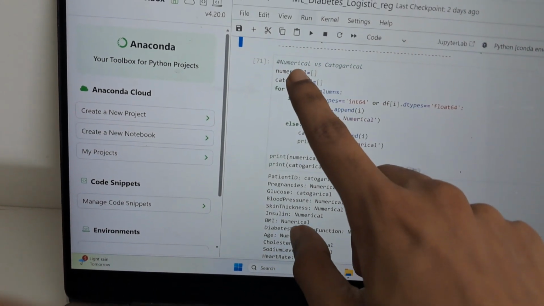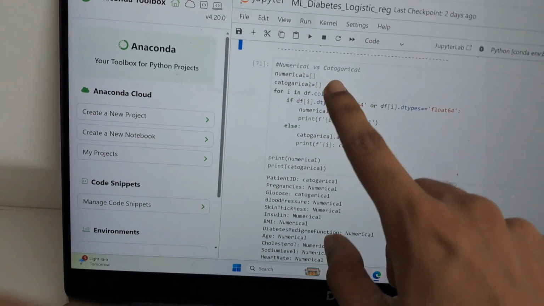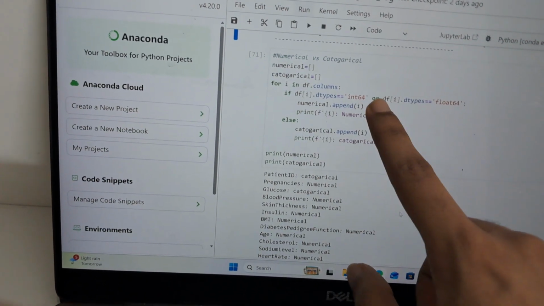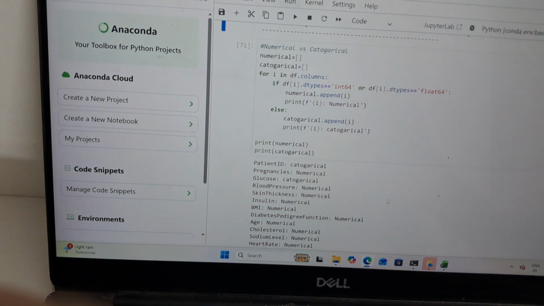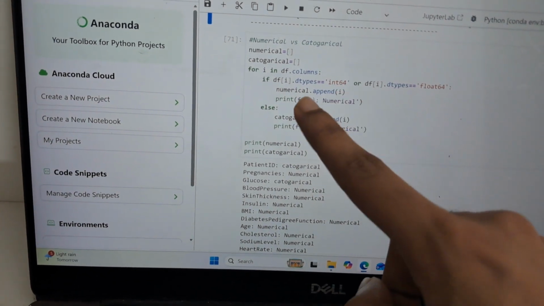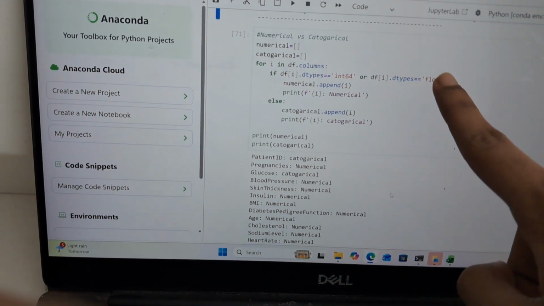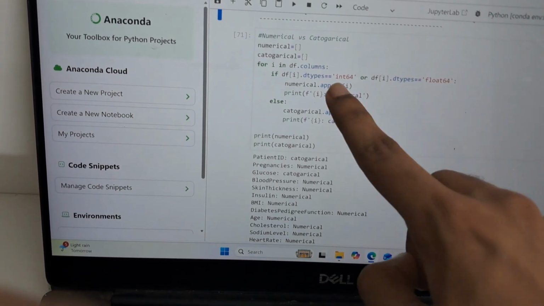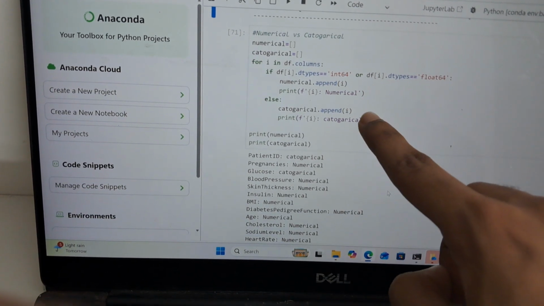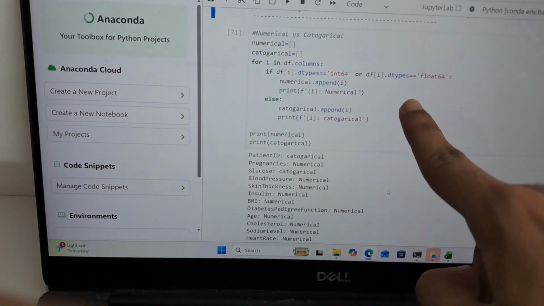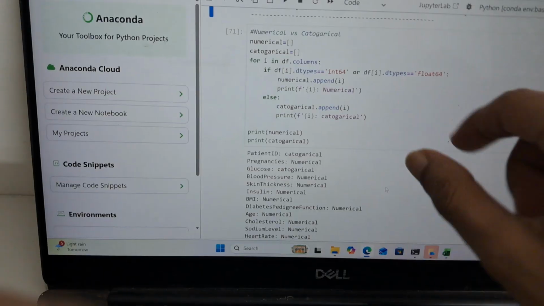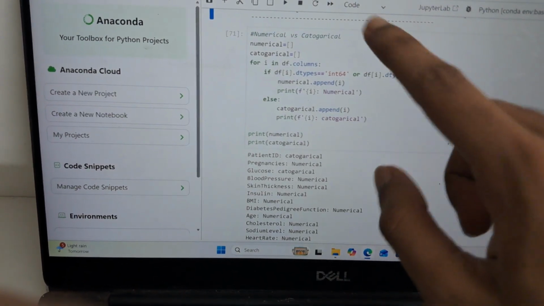Now I'll separate numeric and categorical. I'll take two empty lists, one for numerical, one for categorical. A for loop, so that it will iterate over each column. If df[i].dtypes is int or float, then it is numerical, so append that column name to the numerical list. Else, it might be a string, so append that column name to the categorical list.